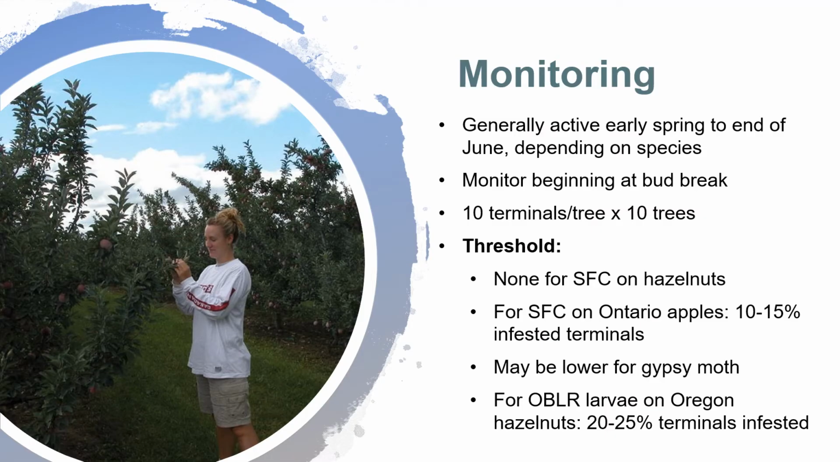Spring feeding caterpillars generally become active early in the spring and are present through to the end of June, depending on the species. So you want to start monitoring for them beginning at bud break and continuing through to late June. The general protocol is to examine 10 terminals per tree times 10 trees, and you're going to be looking for presence of caterpillars, but you also want to be looking for the feeding damage that I described earlier, because often the caterpillars themselves aren't there.